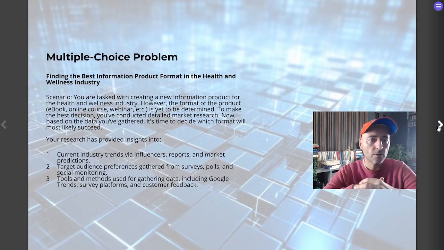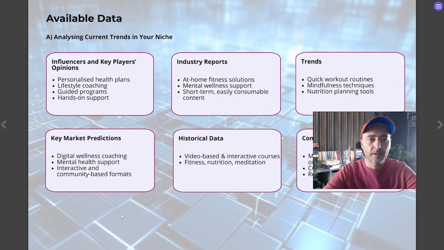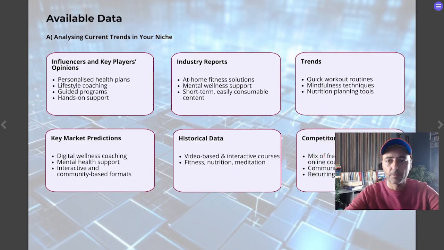To make the best decision, you have conducted detailed market research. Now, based on the data you've gathered, it's time to decide which format will most likely succeed. Your research has provided insights into current industry trends via influencers, reports, and market predictions, target audience preferences gathered from surveys, polls, and social monitoring, and tools and methods used for gathering data, including Google Trends, survey platforms, and customer feedback. So, this is the data of the problem, the available data that we have due to our research.